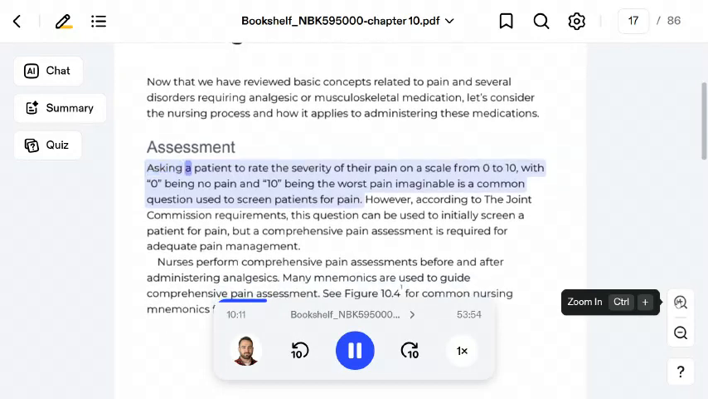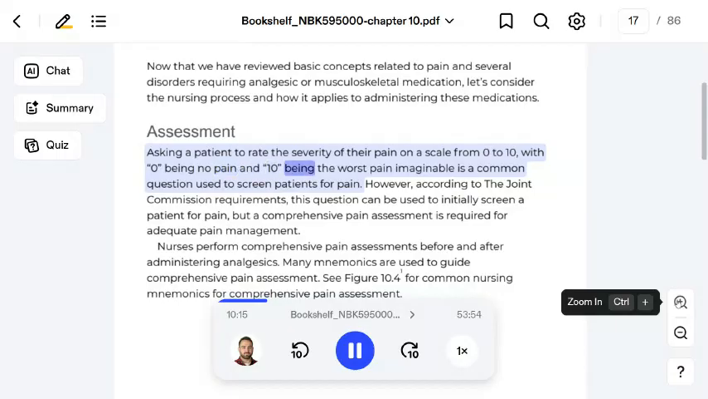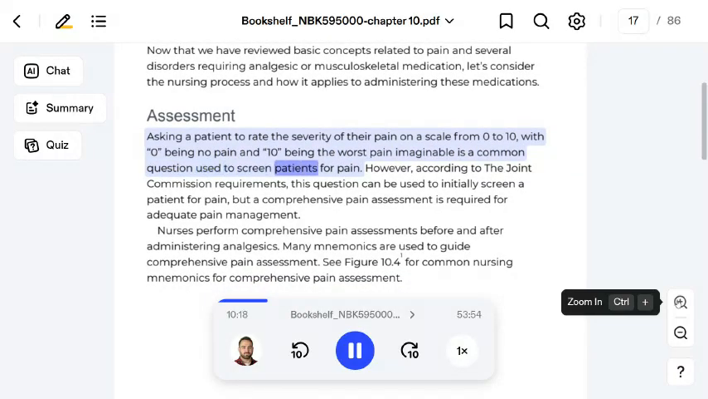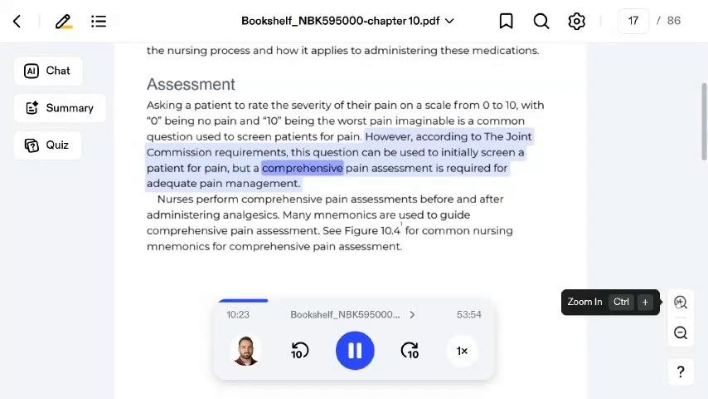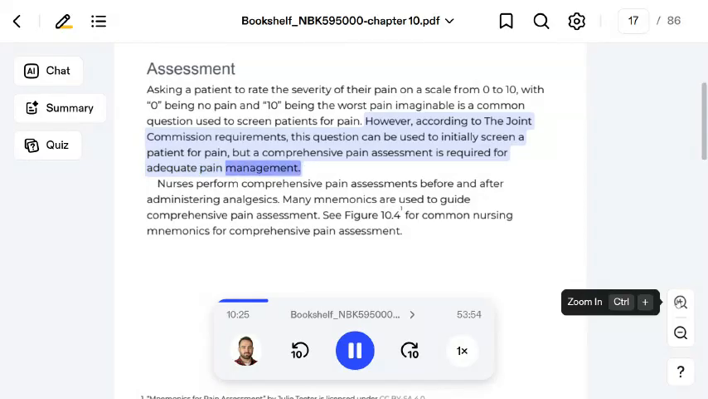Assessment. Asking a patient to rate the severity of their pain on a scale from 0 to 10, with 0 being no pain and 10 being the worst pain imaginable, is a common question used to screen patients for pain. However, according to the Joint Commission requirements, this question can be used to initially screen a patient for pain, but a comprehensive pain assessment is required for adequate pain management.